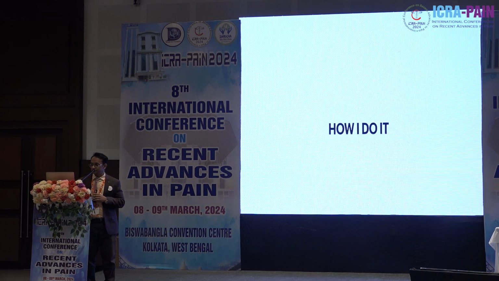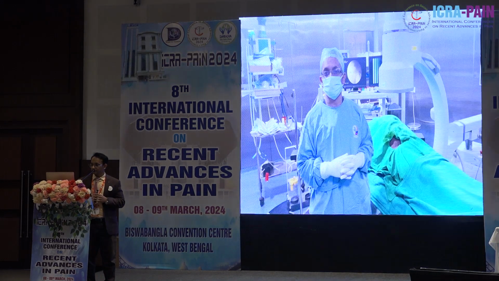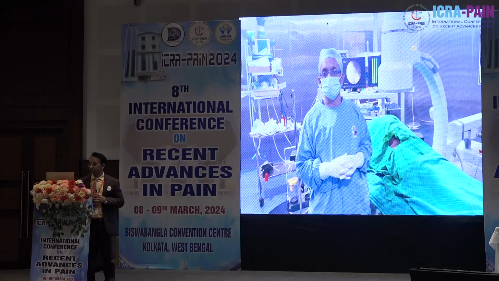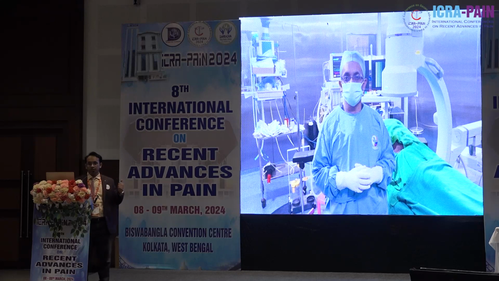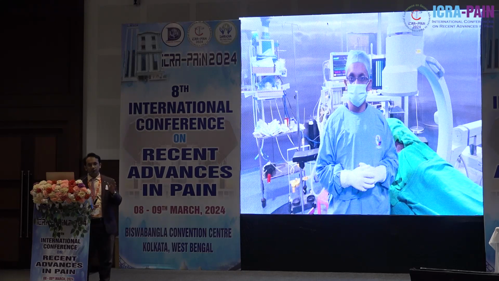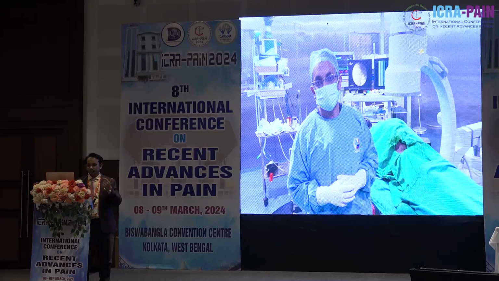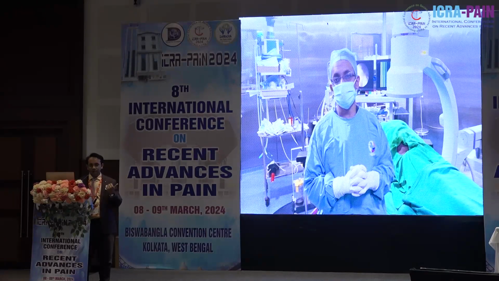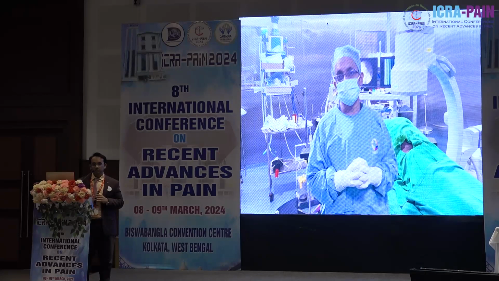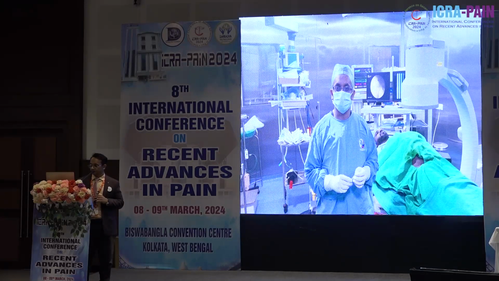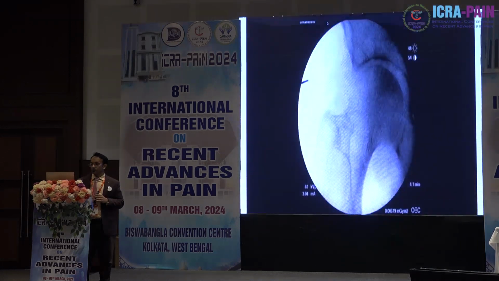Let's have a look at this now. So how I do it, let's start this video. Over here, what I'm trying to explain is that this patient is a patient of hip OA, so we are going to do the radiofrequency denervation for this patient, and we will be going into the targets. So here you can see, I'll just play this video. The first target is going to be, as I said, the femoral nerve articular branches.